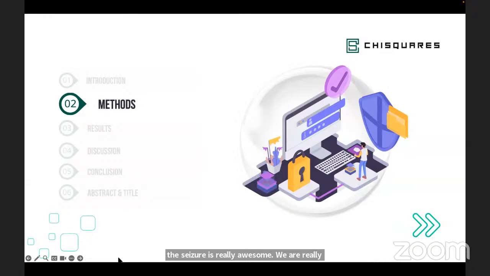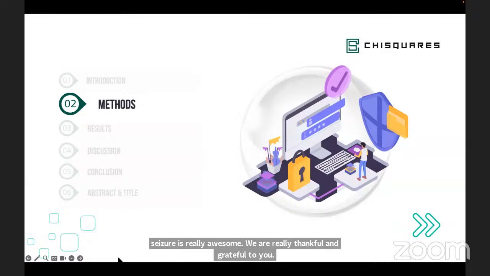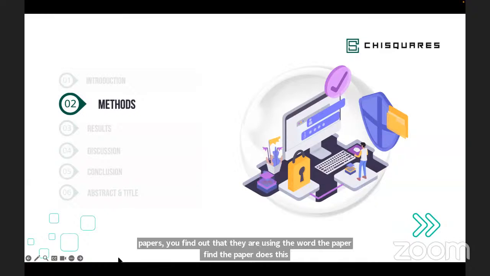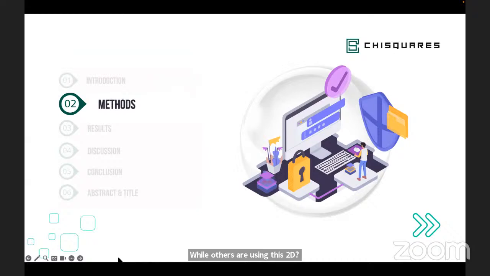My first question is on the abstracts. Some papers, you find that they're using the words 'the paper finds' or 'the paper does this', while others are using 'the study'. So I want to know if there is any rule with regards to the use of 'the study' or 'the paper', or if it is just a choice.